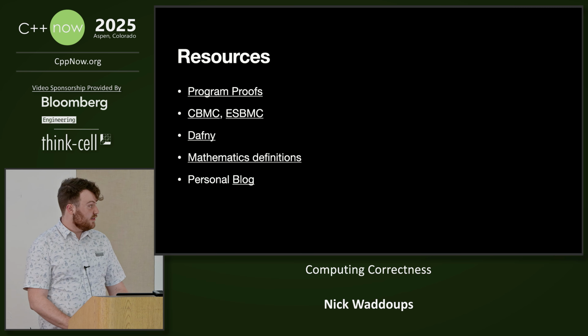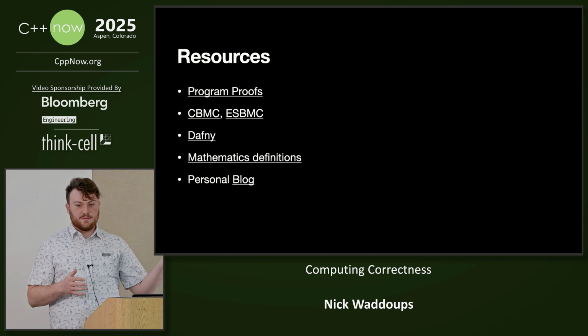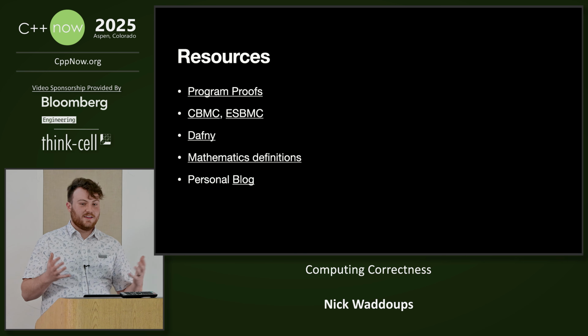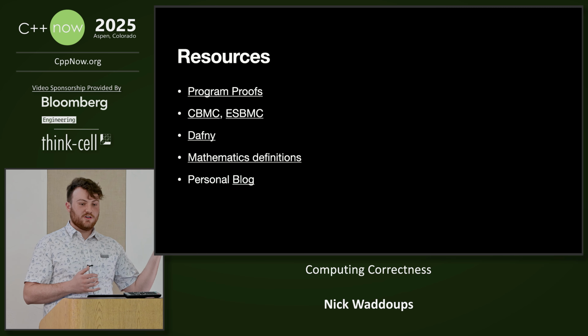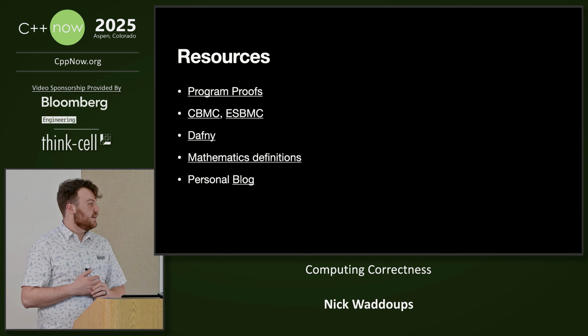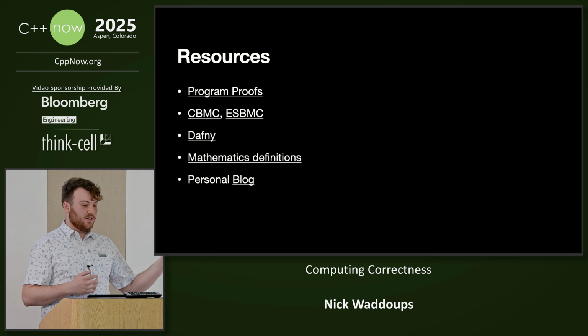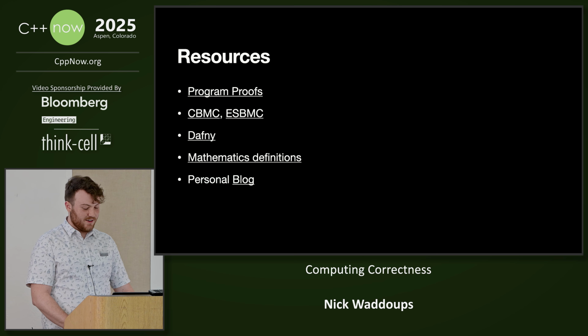So I also have some resources. If you're interested in learning more about program proofs, there's a book called Program Proofs. It's technically a textbook written for undergrads, but I think it's a great introduction to how you might prove things about programs. It has lots of good examples, real code, all that kind of stuff. There are links here for these two model checkers, the C and C++ ones, and then a link to Dafny, some mathematics definitions, and then I also have a personal blog, and that's where I will post the slides, hopefully with a corrected post condition. And I think that's all.